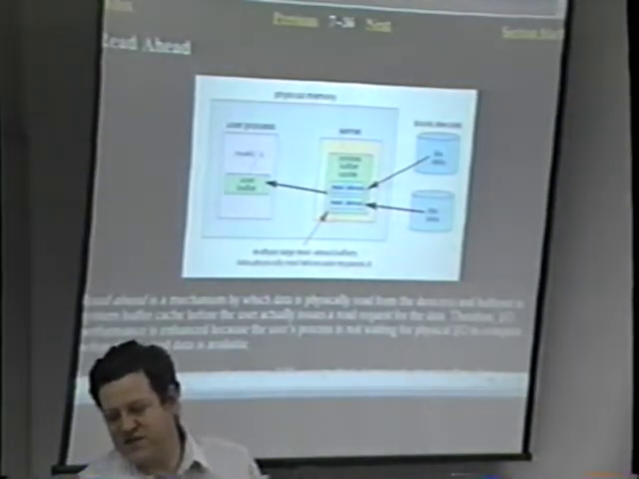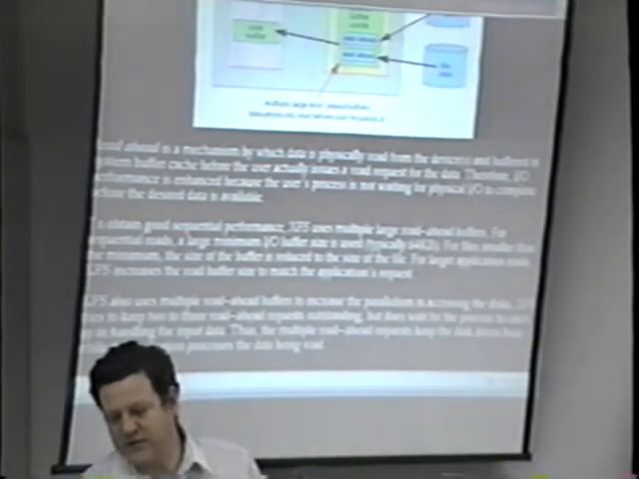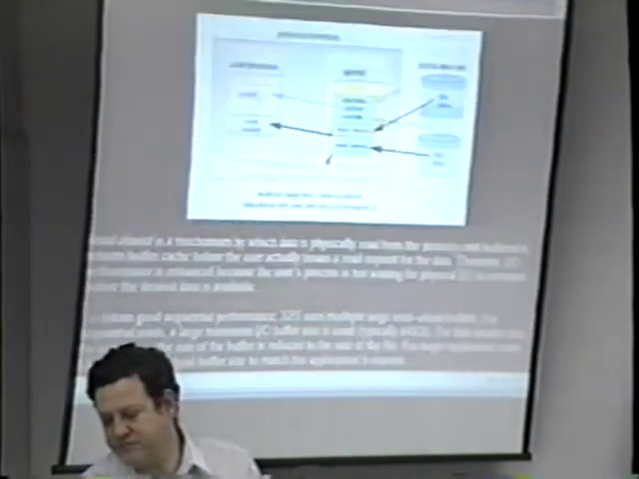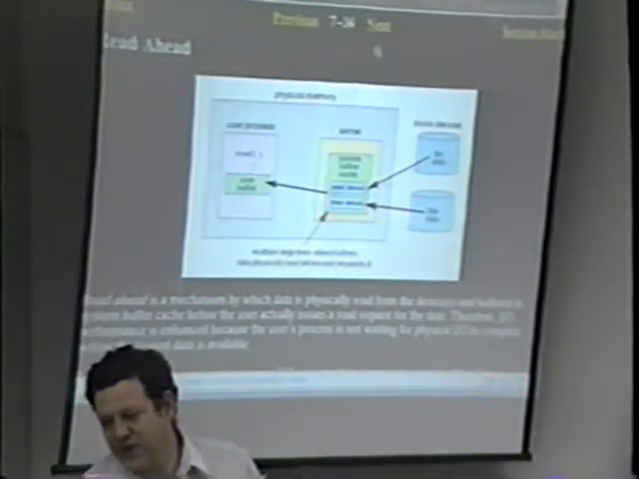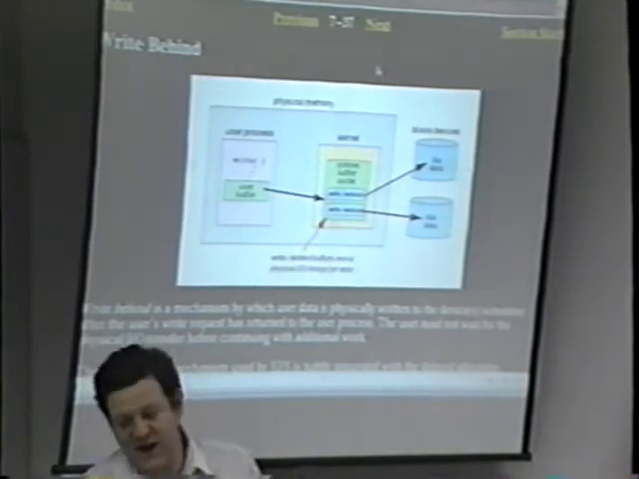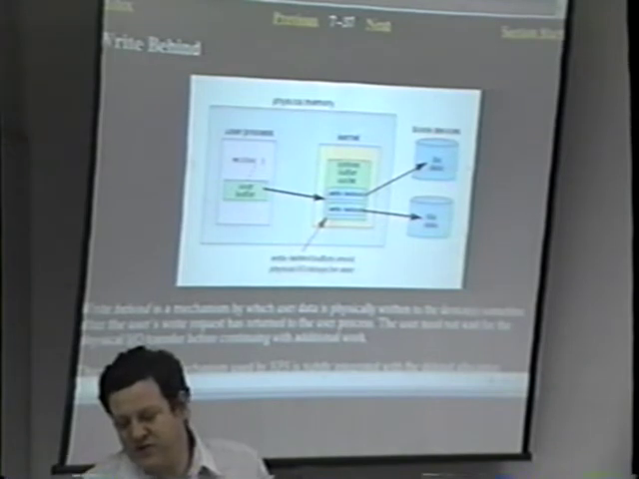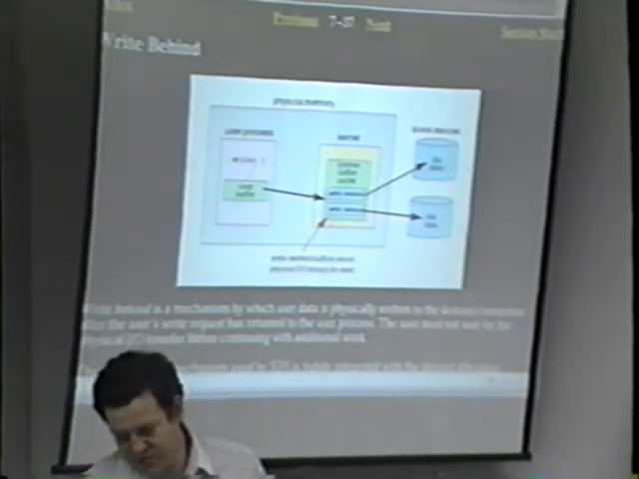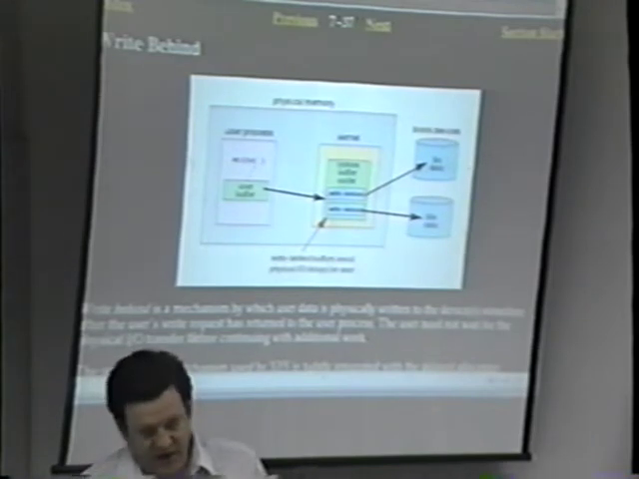Read ahead is just saying that as I pull data off the disks, I can read the next buffers and decide whether I'm going to use them or not. And it's useful for sequential, not so useful for random. Nastran, for example, benefits from read-aheads. Gaussian does not. And then right behind is a mechanism by which the user data is physically written to the devices after the write request was returned to the user process, which is like a delayed write.